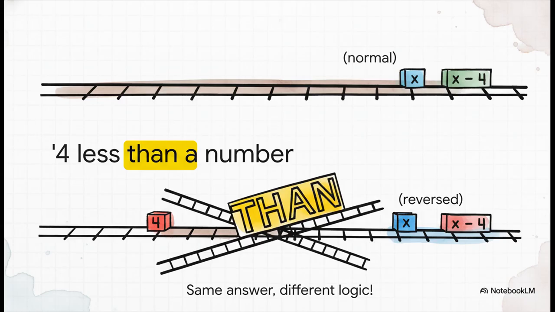Okay, here is a super important little detail you can't miss. The word less, all by itself, is totally fine. It follows the normal order. A number less 4 is just x minus 4. It's that tiny little word than that acts as the trigger for our reversal rule. 4 less than a number is the one that flips the order to become x minus 4. It's a tiny detail, but it has a huge impact.